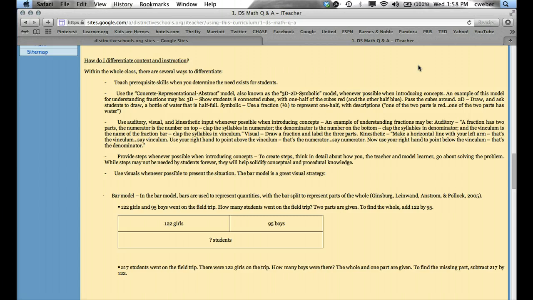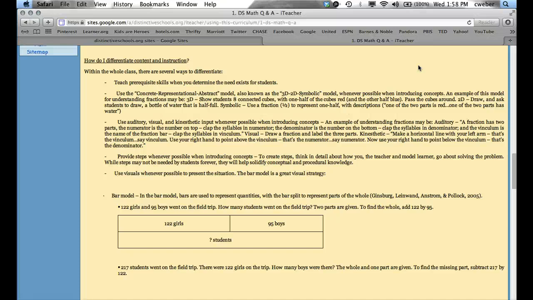The next way is known as the concrete representational abstract model. I like to call it the 3D, 2D, symbolic. And so here's a big goal for us, y'all. Every time we introduce a concept, let's first try to do it three-dimensionally, using a concrete object or a realia. Then let's show that same concept 2D, and finally using symbols or terminology that's math specific. That's where we do want to get kids.